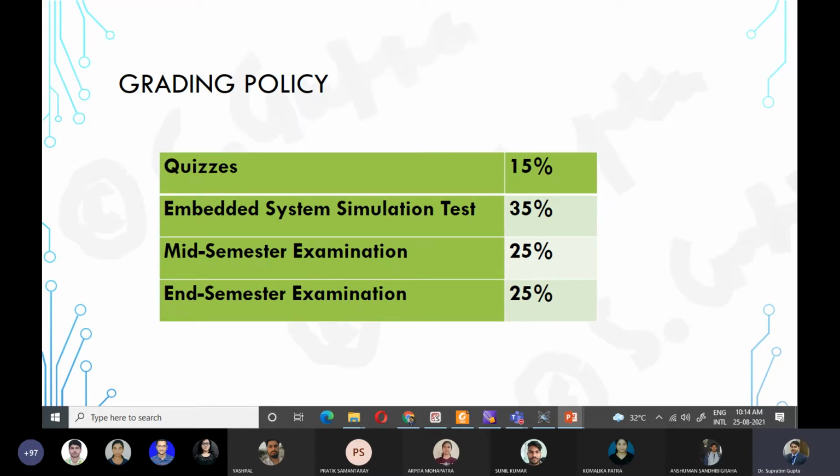Then we will do a simulation test. That means whatever you have learned, whether you can actually develop this circuit and run that circuit or not. So 35%. Then mid-semester examination 25%, end semester examination 25%. This is tentative, and if anything changes from the administration or my side, I will be informing you intermittently. Otherwise, this will be followed.